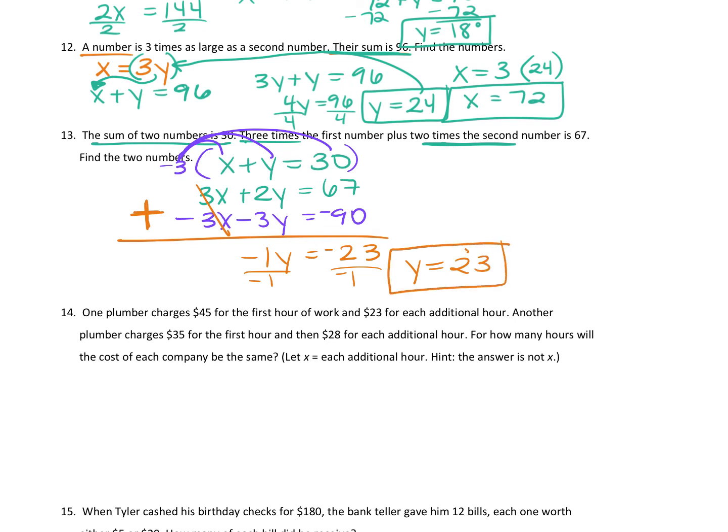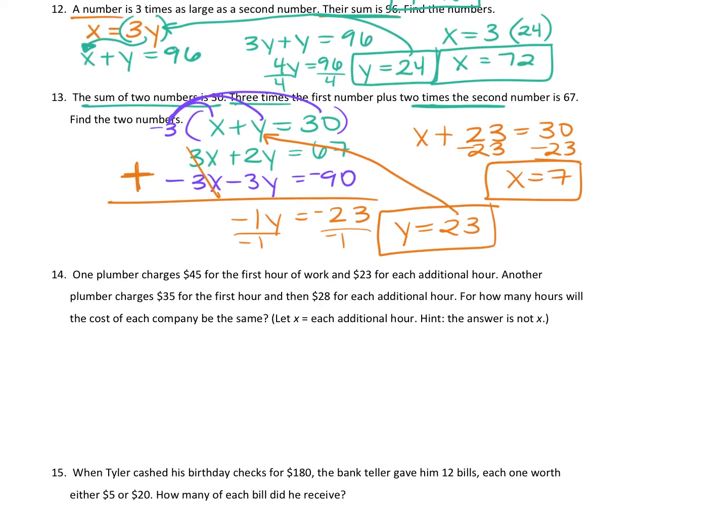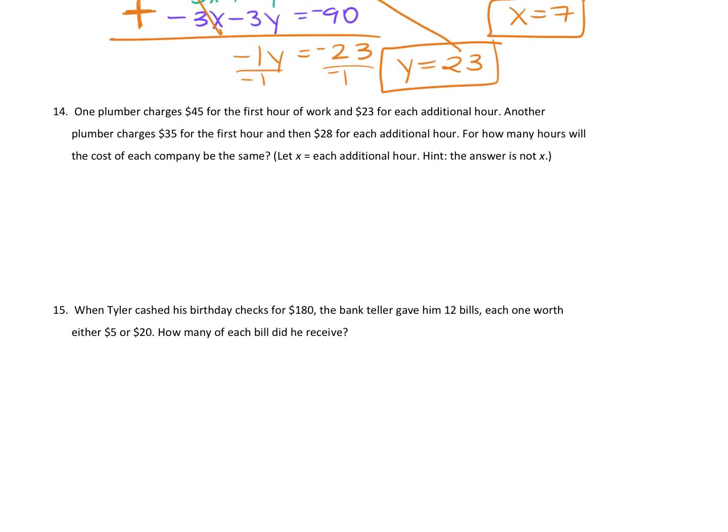Okay, and then I would probably just come back up to this one. X plus 23 equals 30. Take away the 23, and we get X is 7. Okay? Questions on that? Two more.